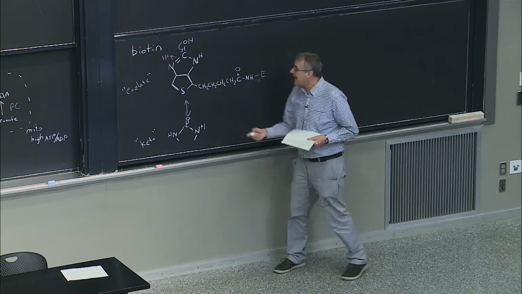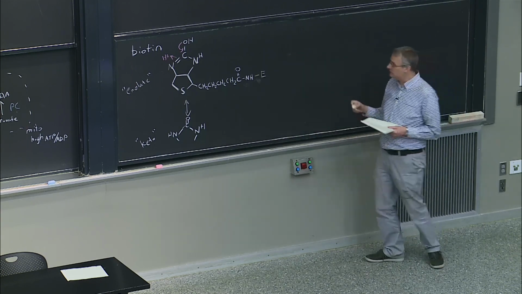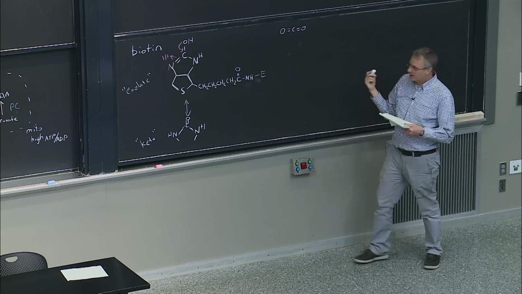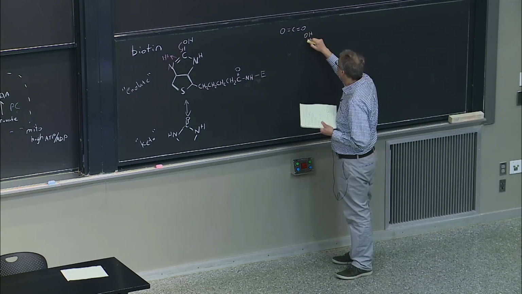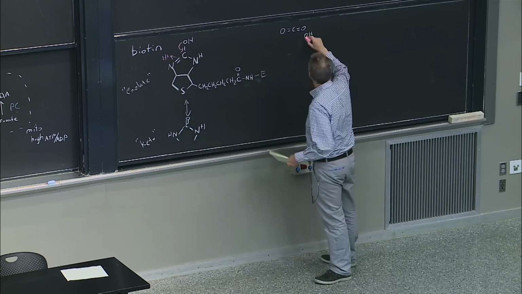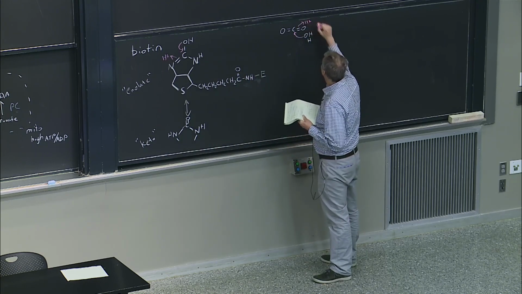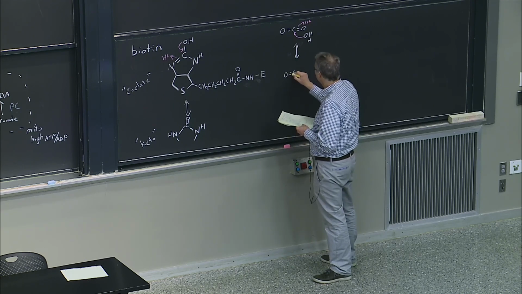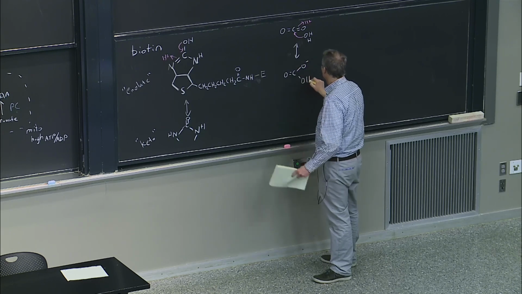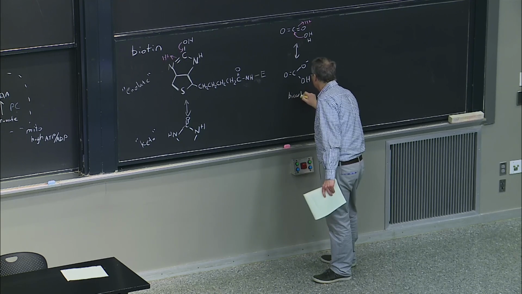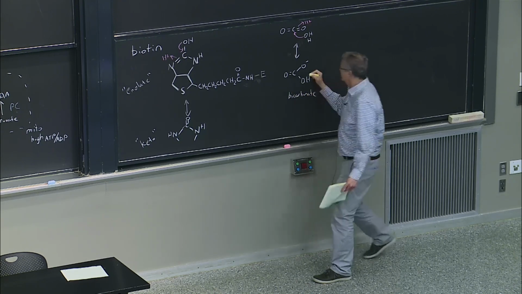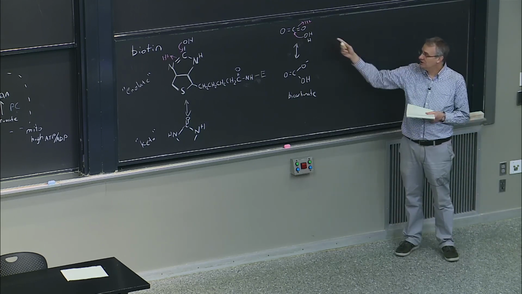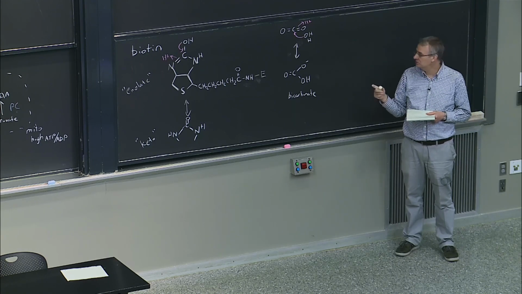And basically, the way biotin picks up a CO2 is as follows. CO2 can exist, particularly under basic conditions, as CO2 or as bicarbonate. Okay, so bicarbonate, turns out some enzymes use CO2 directly, some enzymes use bicarbonate.